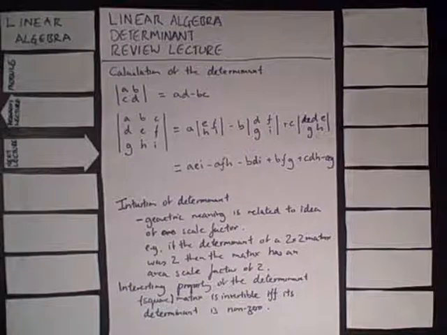The determinant's geometric meaning is related to its measure as a scale factor. What does this mean? It's a scale factor relating to the area, say. So if the determinant of a 2 by 2 matrix was 2, then the matrix has an area scale factor of 2. So you can imagine a matrix plotting out the points on a graph, and this determinant is increasing or decreasing the area in between those points.